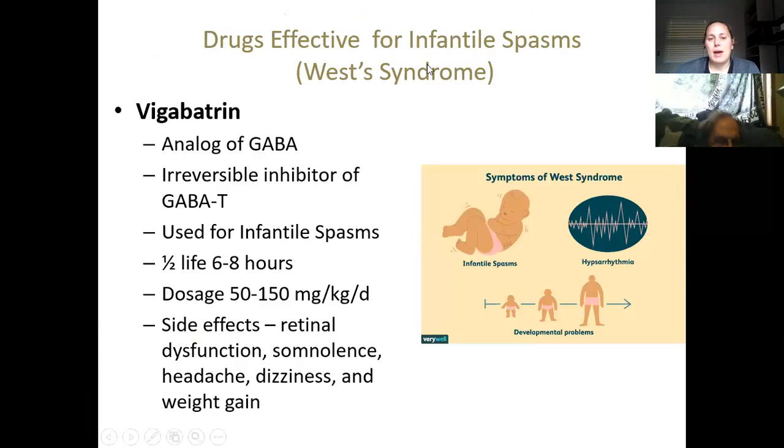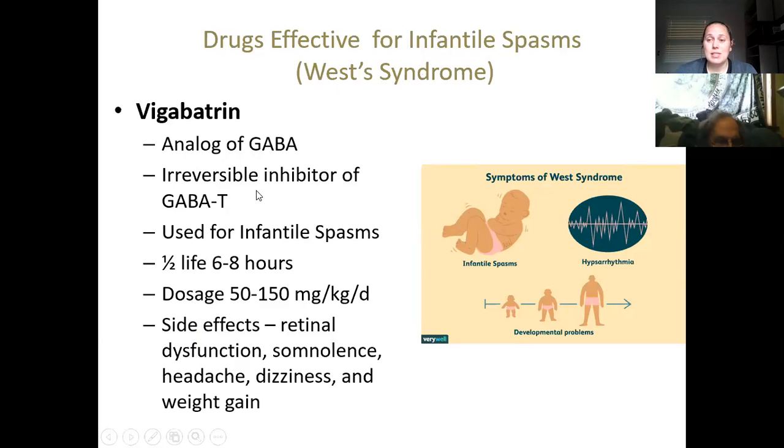We have the infantile spasms, also called West syndrome. This West syndrome is infantile, obviously occurs in young babies, and can lead to developmental delays within those individuals. Probably the most effective drug here is vigabatrin. It's an analog of GABA. It's an irreversible inhibitor of GABA-T.